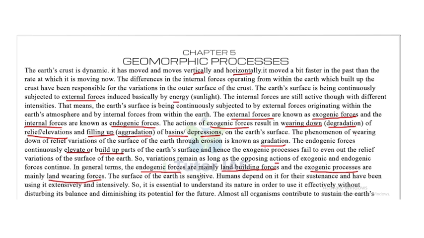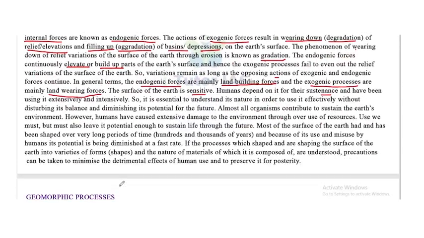The surface of the Earth is sensitive. Humans depend on it for their sustenance and have been using it extensively and intensively. So, it is essential to understand its nature in order to use it effectively without disturbing its balance and diminishing its potential for the future. Almost all organisms contribute to sustain the Earth's environment. However, humans have caused extensive damage to the environment through overuse of resources. We must also leave it potential enough to sustain life through the future.